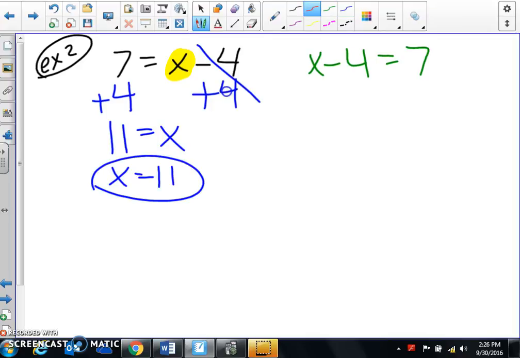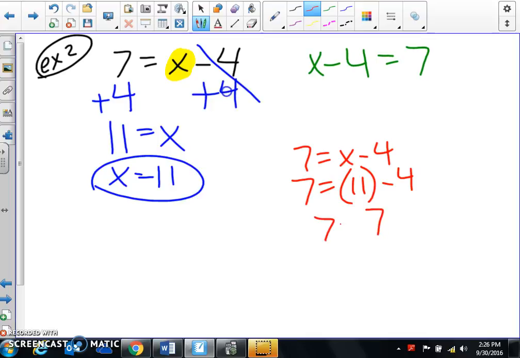To use my check step, I take the original, and I plug in that x is supposedly 11. So 11 minus 4 is 7. Does 7 always equal 7? Yes.